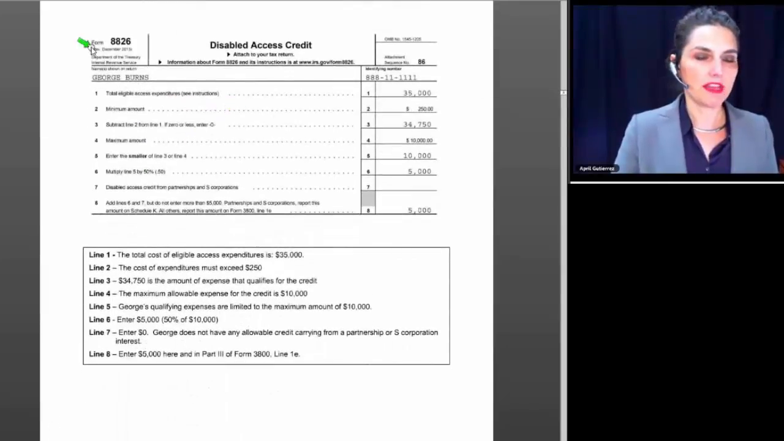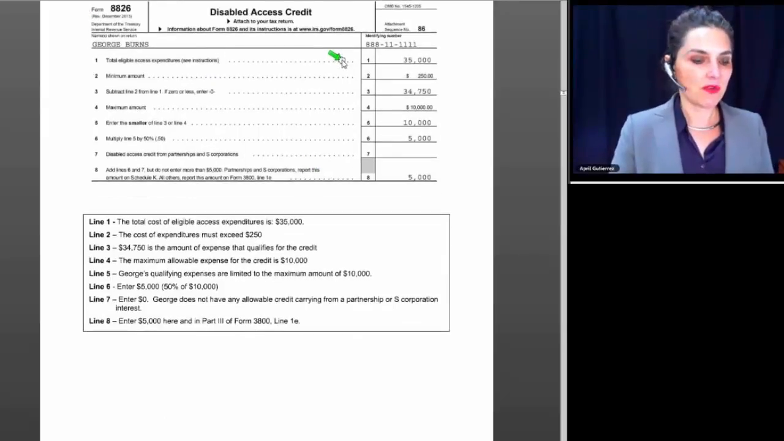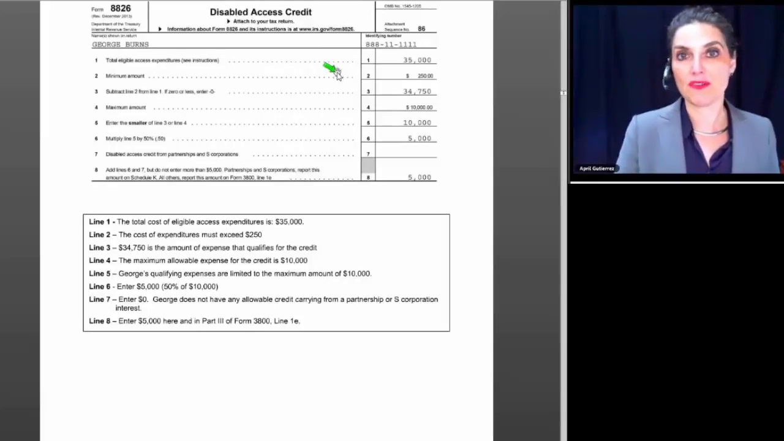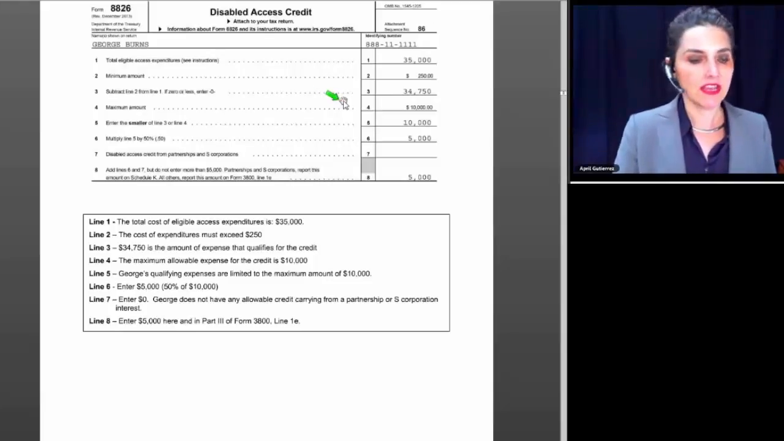So here we have Form 8826. It's actually one of the simpler forms out there at only 8 lines long. On line 1, we enter the total cost of the eligible access expenditures, which is $35,000. We then subtract out this $250 rule. It simply says that you cannot claim the credit if your expenses are not over $250. So we subtract out $250, and we're left with $34,750. The maximum amount of qualifying expense for purposes of figuring the credit is $10,000. So we're going to enter the smaller of line 3 or 4, and in this case, the smaller line is line 4. And then, of course, the credit is 50% of the qualifying expense. The qualifying expense is $10,000, and the credit is $5,000.